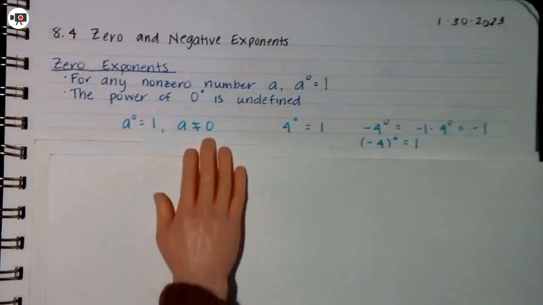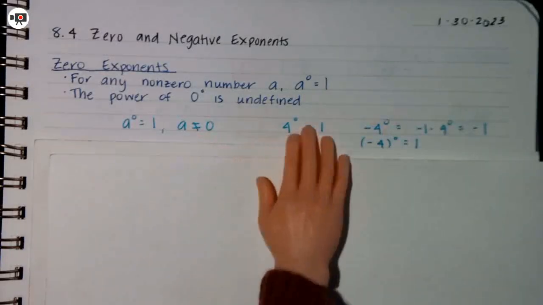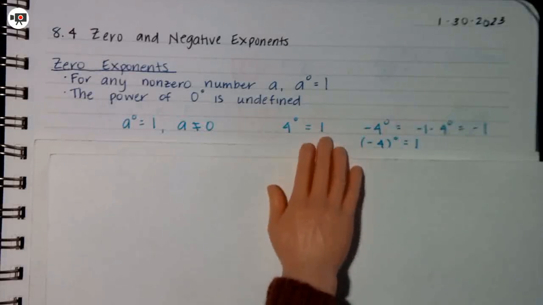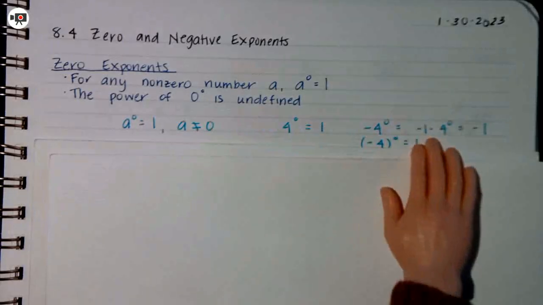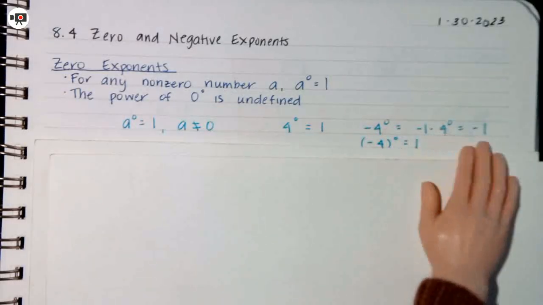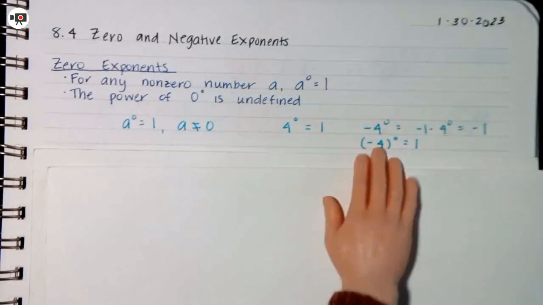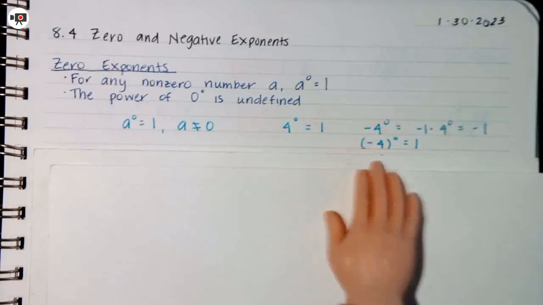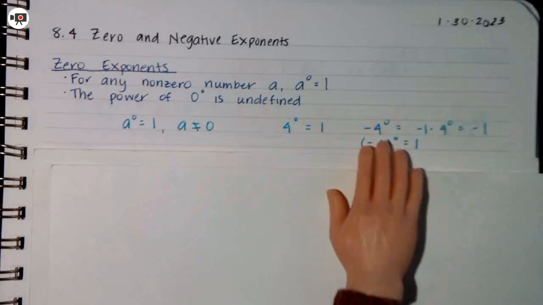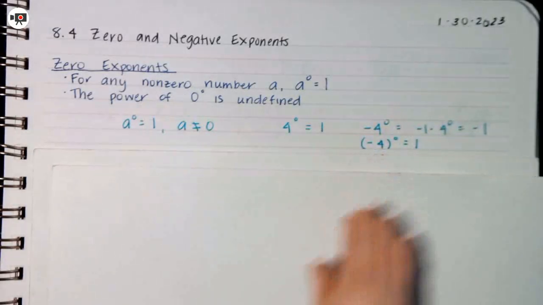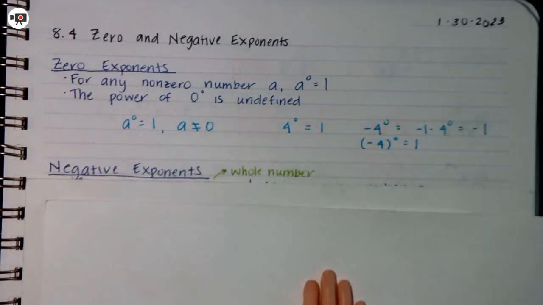So if we have that, a cannot be 0. So 4 to the 0 power is 1. If I had negative 4 to the 0 power, that'd be like negative 1 times 4 to the 0 power, so you'd get negative 1. But if I have the parentheses here, and negative 4 is all to the 0 power, we get a positive 1. So it still matters where the negative is, inside or outside parentheses.